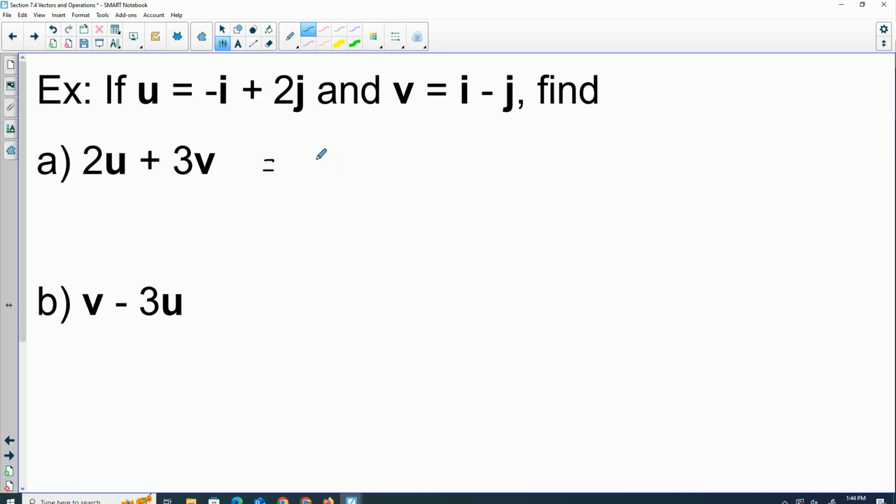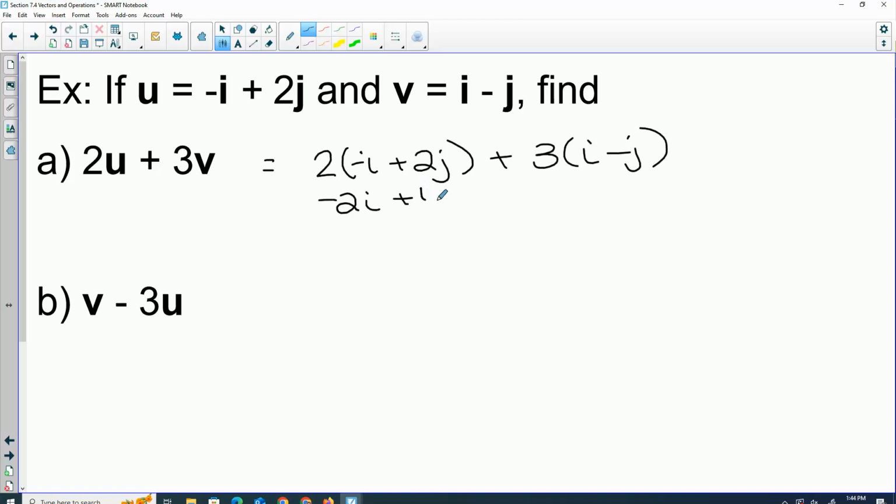If I ask for 2u plus 3v, we just have to take 2 times u plus 3 times v and add like terms. So we get negative 2i plus 4j plus 3i minus 3j. Combining like terms, we get i plus j. It's just saying u and v, instead of giving you the vectors originally, are a combination of other vectors, and you could do the operations from there. Does that make sense?